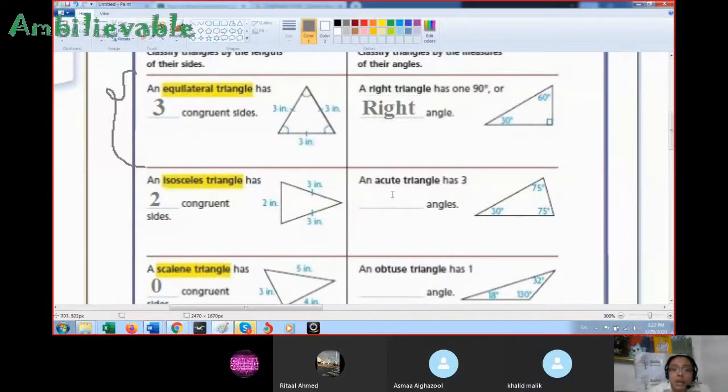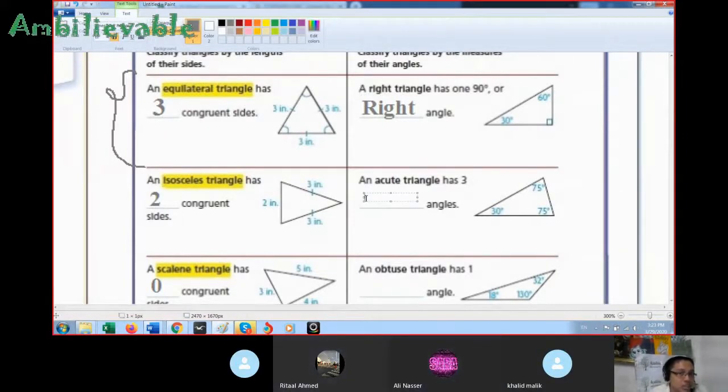Oh, number two. An acute triangle has three... What kind of angles do we have in an acute triangle? What are their angles? What is your answer, Rital? An acute triangle has three what angles? What about you, Sarah? And what about you, Omar? The answer is acute angles. An acute triangle has three acute angles. Okay?